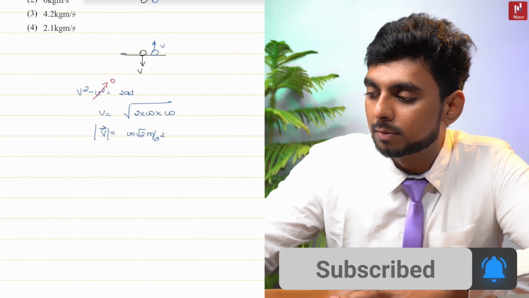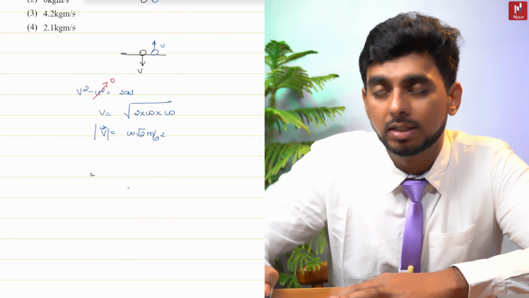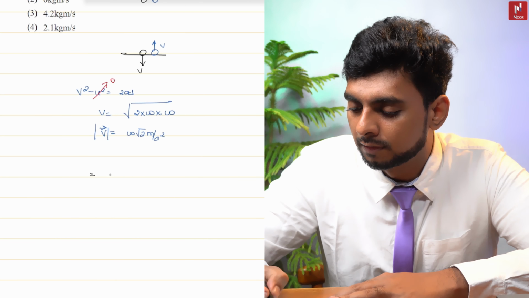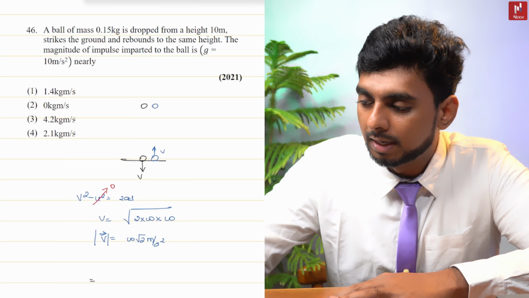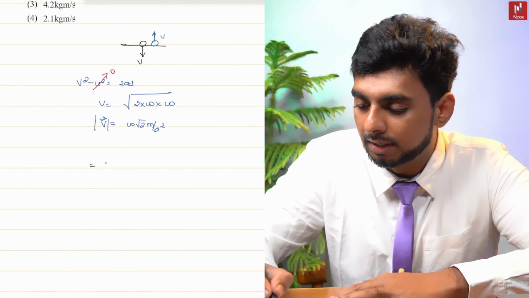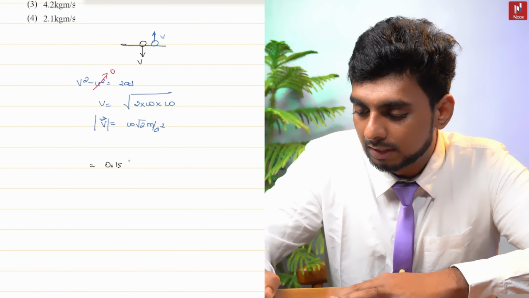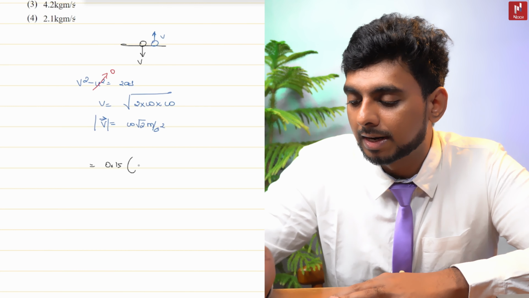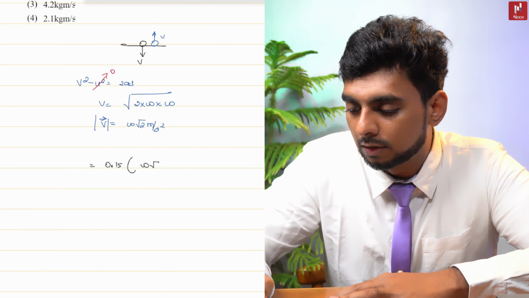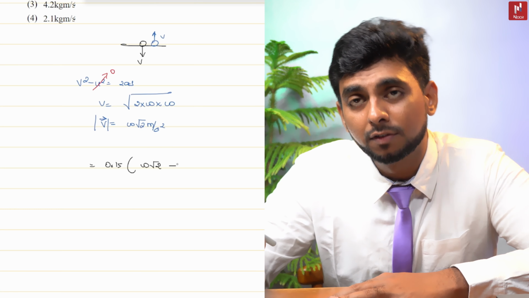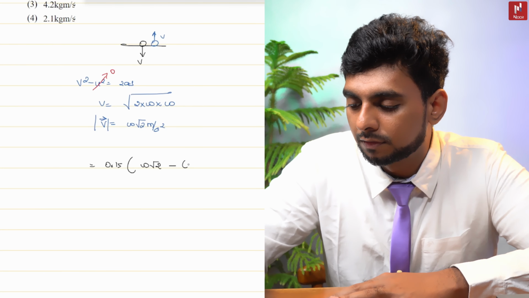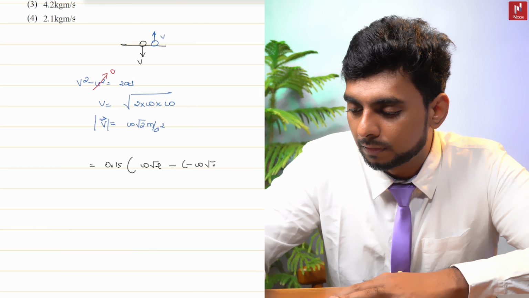So to get the change in momentum, it will be final momentum minus the initial momentum. Final momentum was directed upwards, so that's going to be positive. Mass will be 0.15, right? So let me factor out the mass. We'll have 0.15 times final minus the initial. Final will be directed upwards, that will be 10 root 2, minus the initial, which too was downwards, so negative of negative 10 root 2.